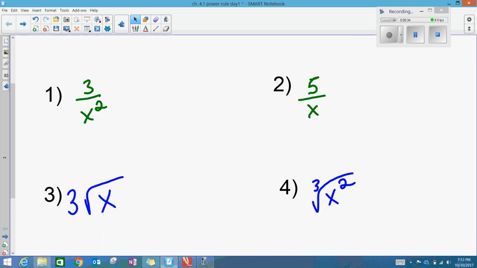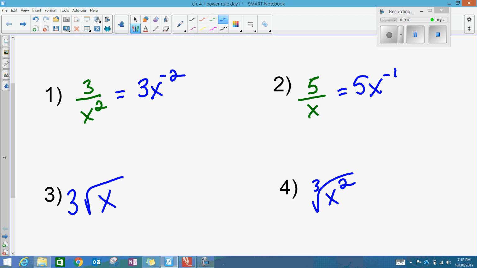This is really the reverse of what we did in our review at the beginning of the year. Whereas we wanted to get rid of negative exponents, today we're going to look at writing an exponent that's on the bottom of a fraction as a negative exponent. So it really should sound familiar to you guys. 3 over x squared can be written as 3x to the negative 2. 5 over x can be written as 5x to the negative 1.